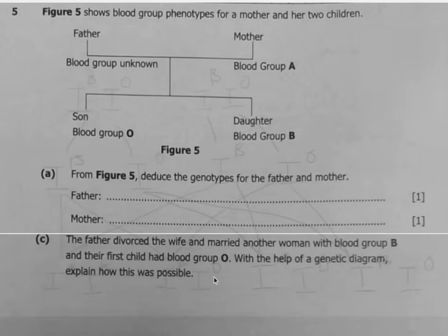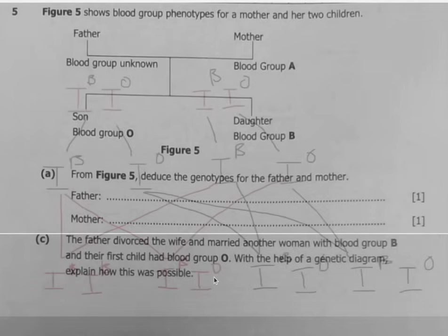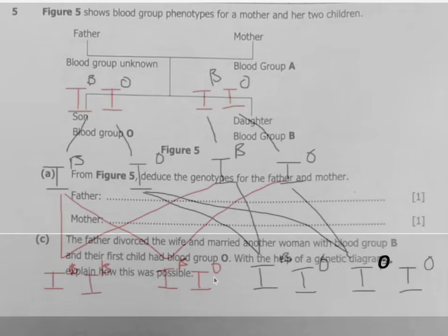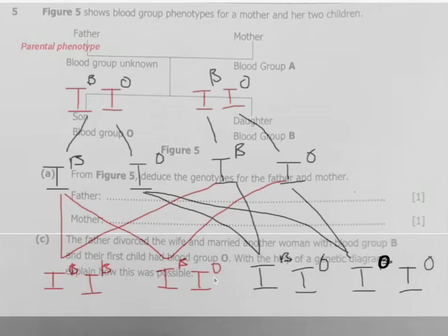In this case, it's not talking about the chances, so you're not supposed to find the probability at the end. But I'm going to show you how to find the probability also. So let's start with the parental phenotype. When we talk of the parental phenotype, what do we have? We have the father together with the woman.